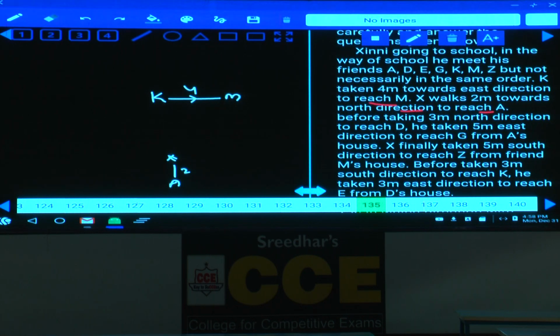Before taking 3 meters north direction to reach D, 3 meters north from where? From G. Before taking 3 meters north to reach D, he has taken 5 meters east to reach G. That means between these two, what is the distance here? 5 meters. This person has traveled 5 meters to the east of A, isn't it? From A's house. Now this is A's house. What is the distance here? This is 5 meters. Do you follow?